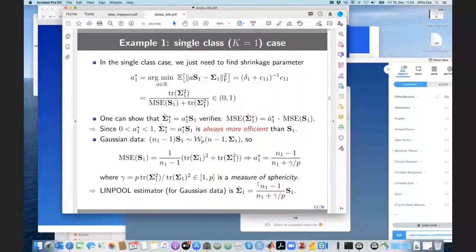So the LINPOOL estimator for Gaussian data, in the single class case, would just look like this. And here we would only need to estimate the sphericity measure to find that constant. So this was the single class case.